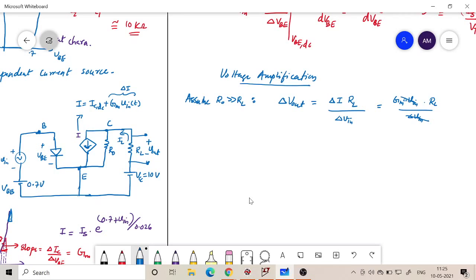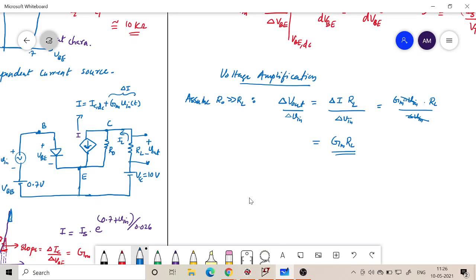So I can cancel this, so my output is basically GM into RL. So it is proportional. This is my gain. Output is just the numerator. Okay, the variation in the output is due to the variation in the current multiplied by the resistance. So when a time varying current flows through a resistance, there will be a time varying voltage, and that time varying voltage will have a variation of delta I, the variation of current, multiplied by the load resistance. So that is my variation of the output voltage, divided by the variation of the input voltage.